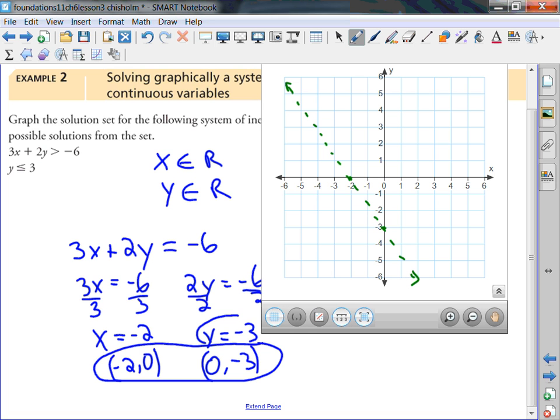That's the first one. The other one was y is less than or equal to 3. So because equality is possible, we're going to have a solid green line. And like I said, y equals 3 being the boundary, it's going to be a horizontal line through y equals 3. So we're going to make our solid green line right through y equals 3. So there are the two boundaries. The shading is what we have to think about next. So let's go ahead and take a look at the shading.